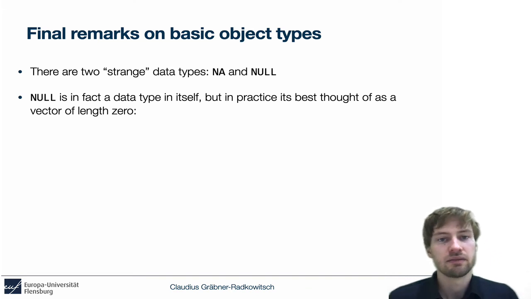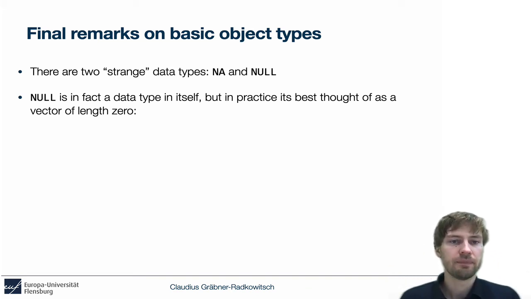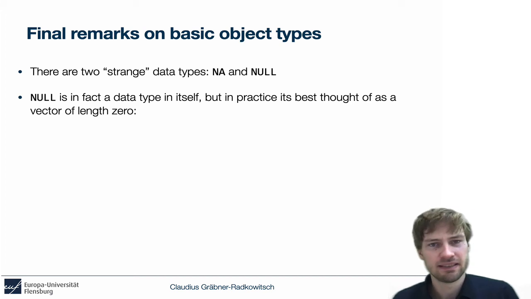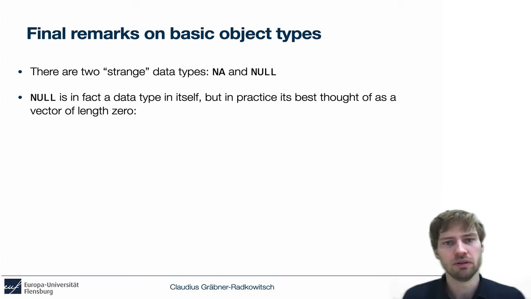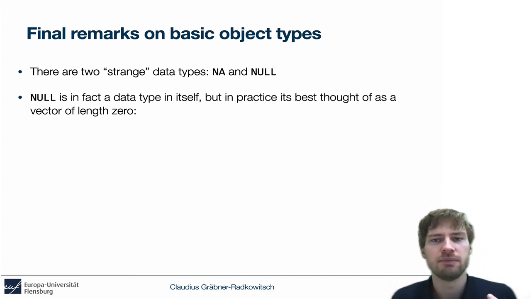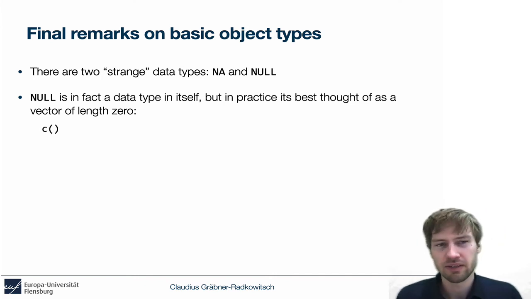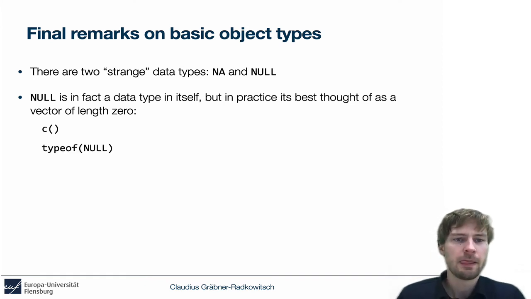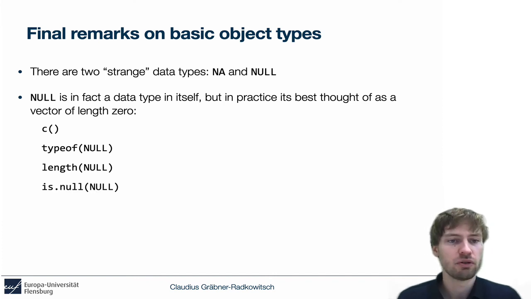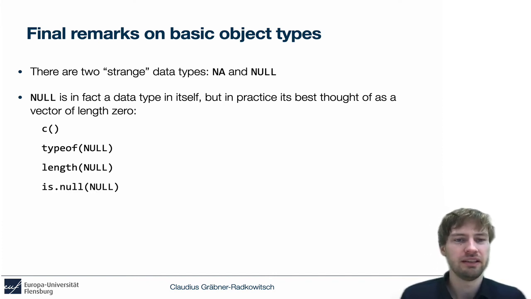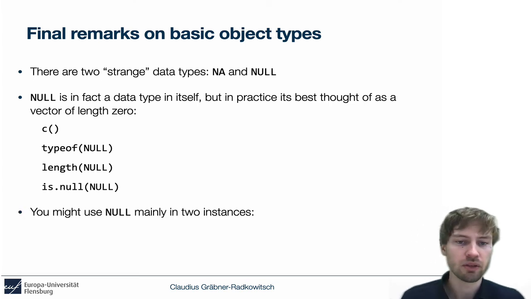The second strange data type is NULL. It's in fact a data type in itself. We saw this in the overview at the very beginning. In practice, it's best thought of as nothing, a vector of length 0. So if you create a vector only by calling the function c, then you will get NULL. The type of NULL, as you will see, is NULL. The length of NULL is always 0, and you can test for NULL using the is family of functions by calling is.null on the vector.